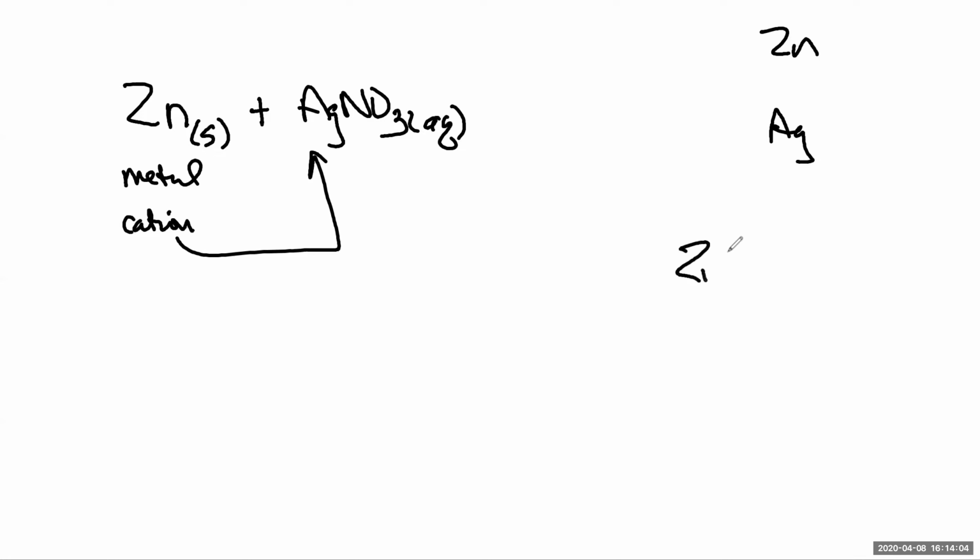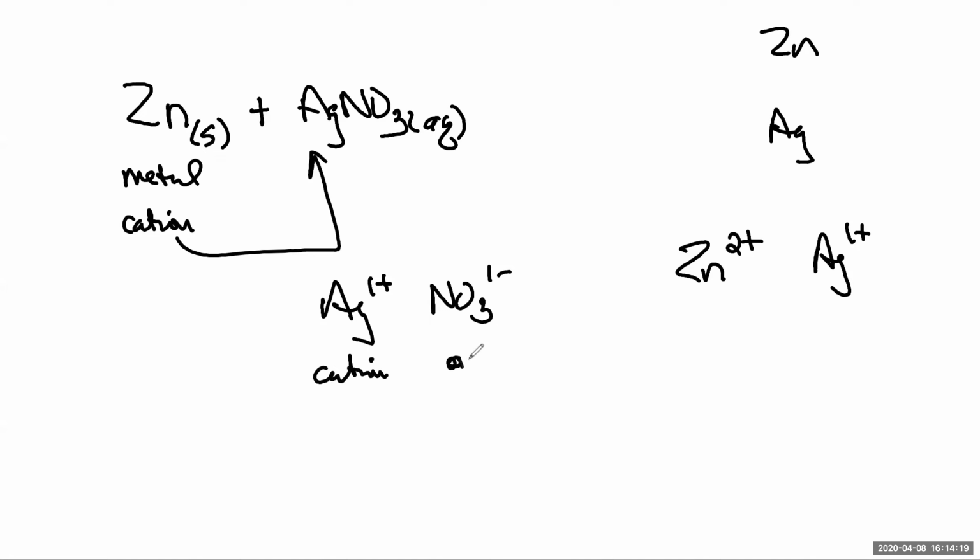You needed to remember that zinc is always +2, and that silver is always +1. So if I know that silver is +1, AgNO3 is really Ag1+ and NO3 1-. This is my cation. This is my anion of my compound. And then I have zinc. Right now it's a solid, an elemental neutral atom.